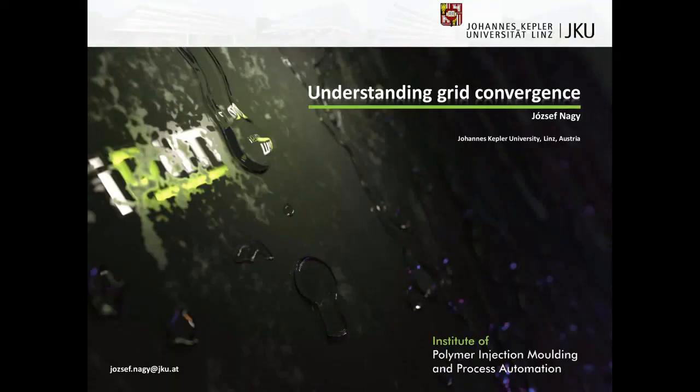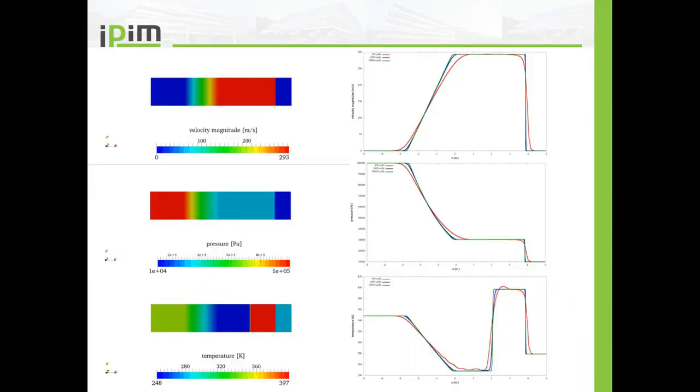Hello everyone, this is József Nagy here, and in this video you will learn the importance of grid convergence. Here you see the finished results of this tutorial: the velocity magnitude, the pressure and the temperature in the geometry. On the right hand side you see three diagrams where I show you the importance of grid convergence, and here you see how the results change with the refinement of the mesh.